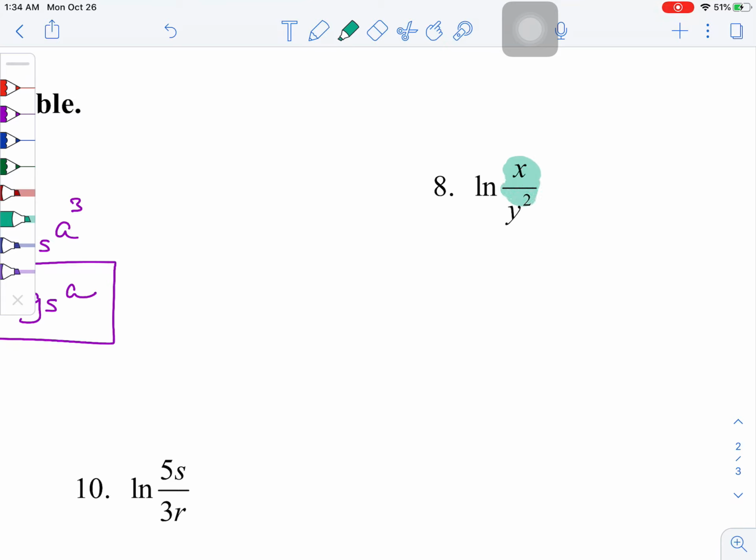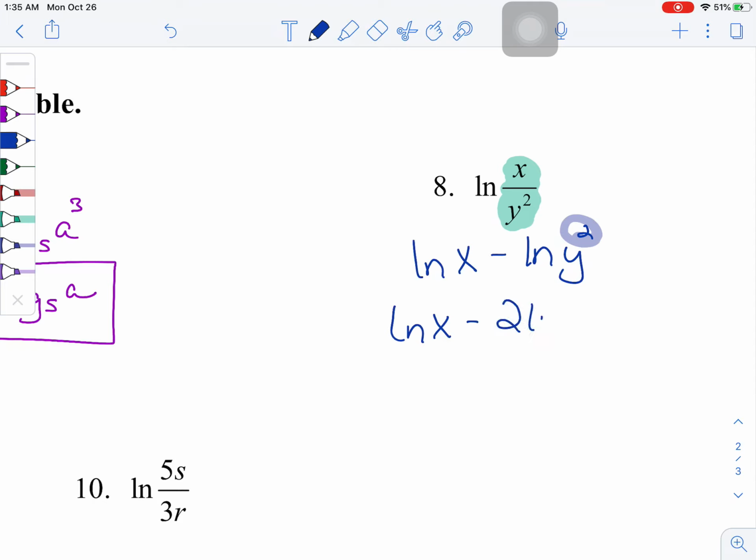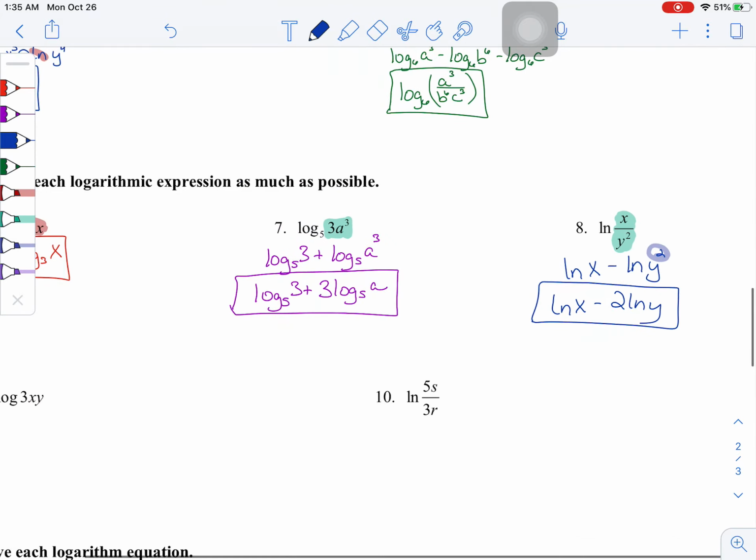Number 8. So in this case, we've got arguments that are being subtracted and we have another power. All right. So let's go ahead and split the arguments for the division. So that's going to turn into subtraction. So natural log of x minus the natural log of y squared. But I want to go ahead and deal with that power of 2. So I'm going to fly it in front as a coefficient. So minus 2 natural log of y. So that's as expanded as it can get.